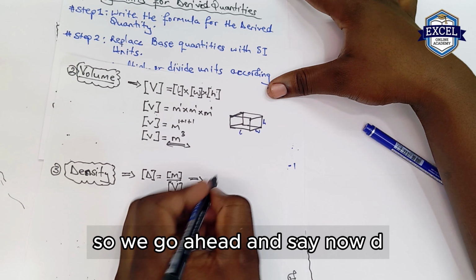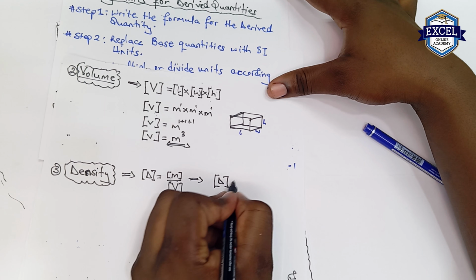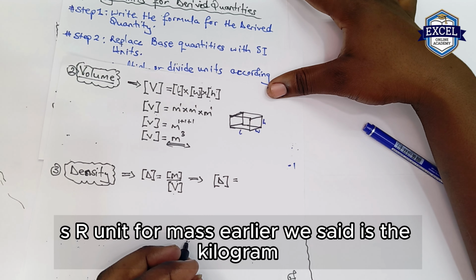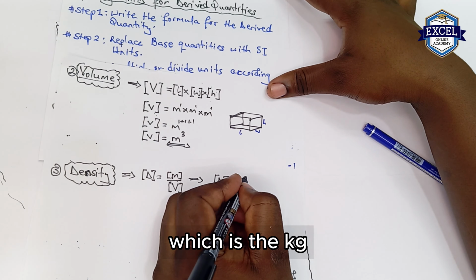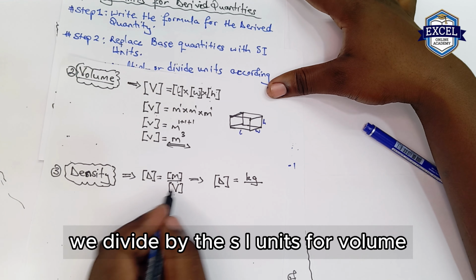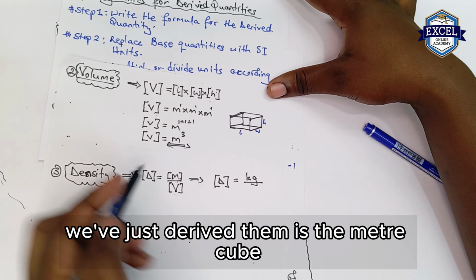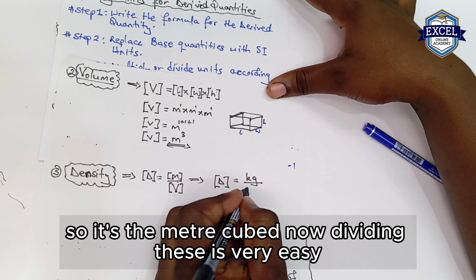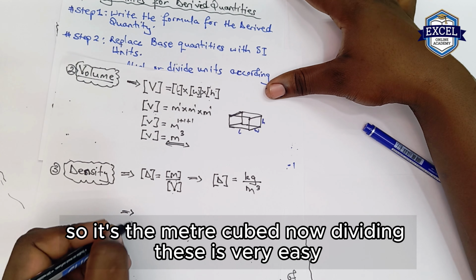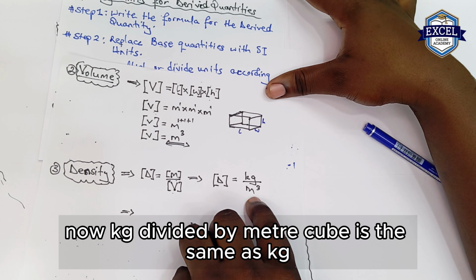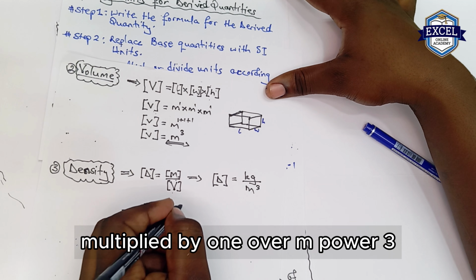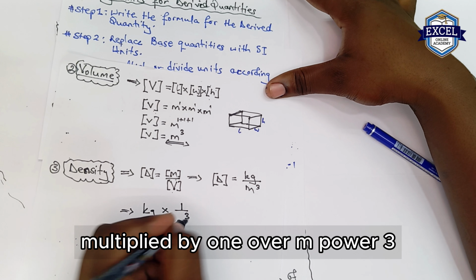So we go ahead and say now D should be equal to the SI unit for mass. Earlier we said it is the kilogram, which is the kg. We divide by the SI units for volume. We've just derived them, it is the meter cubed. Now dividing these is very easy. Now kg divided by meter cubed is the same as kg multiplied by 1 over M power 3.